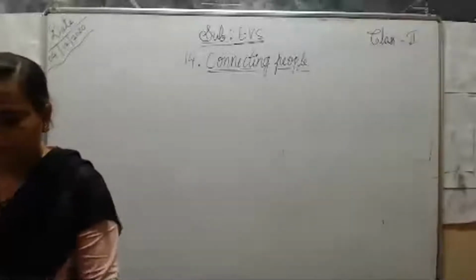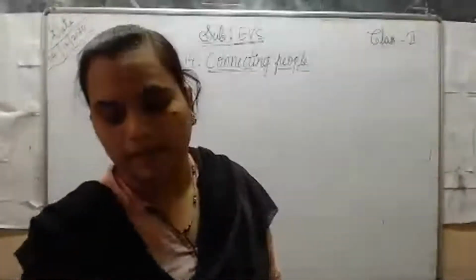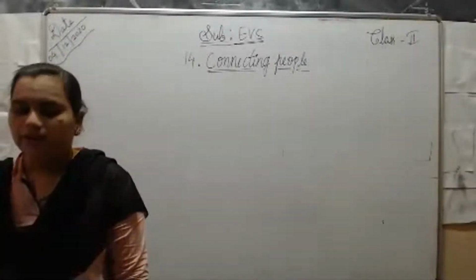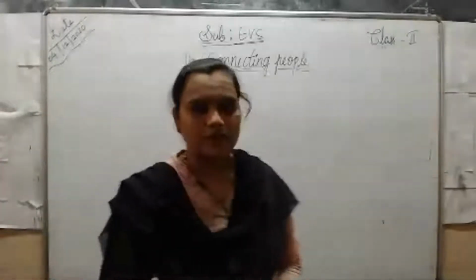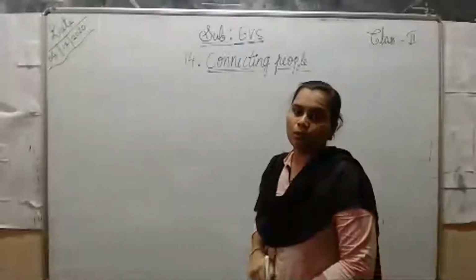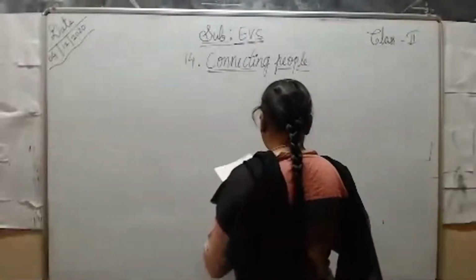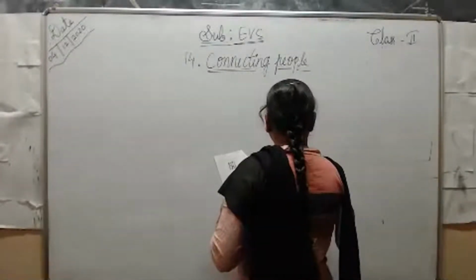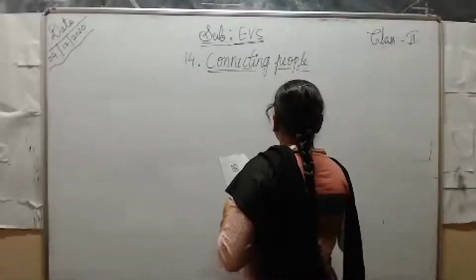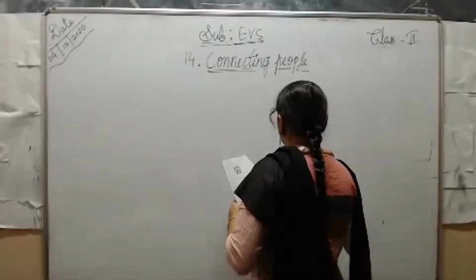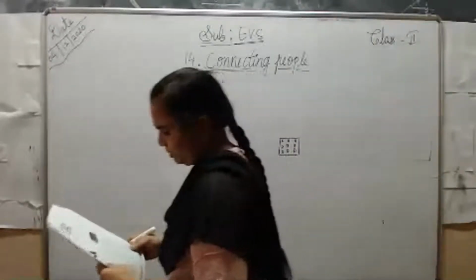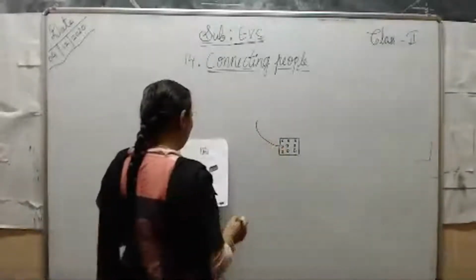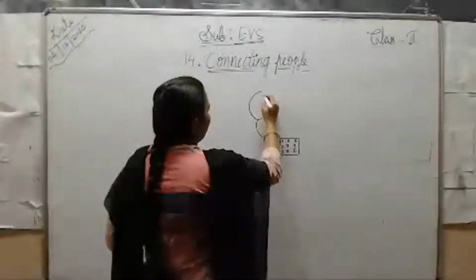Connecting people. In this chapter we have learned about communication. How do we communicate between two or more persons? In this chapter, we learn about communication. Then what do you mean by communication? Communication means exchange of information between two or more people.